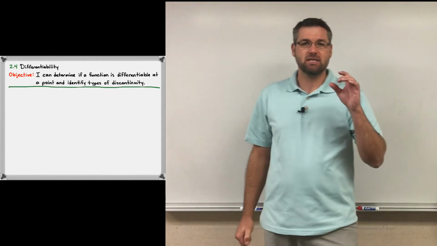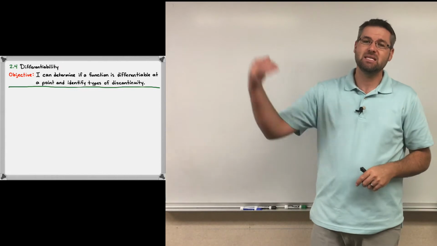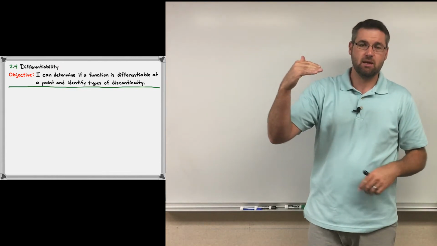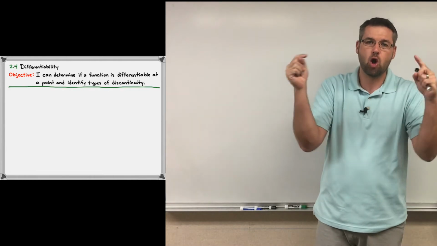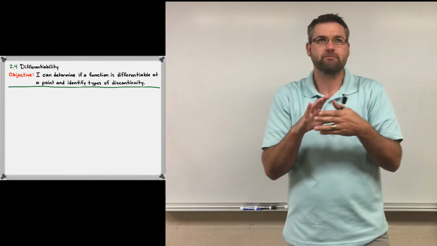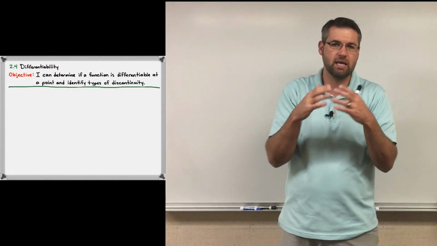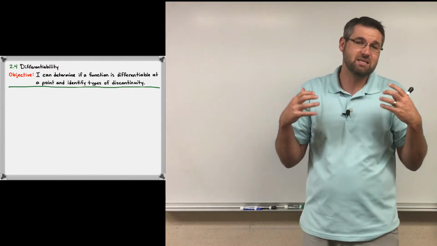So we've talked about this idea of what continuous means. Continuous at a point, remember, means that the left-hand limit, the right-hand limit, and the function's value at that point are all equal to each other, right? So that there is no discontinuity in any way. Then we talked about the idea of what it means to be differentiable.